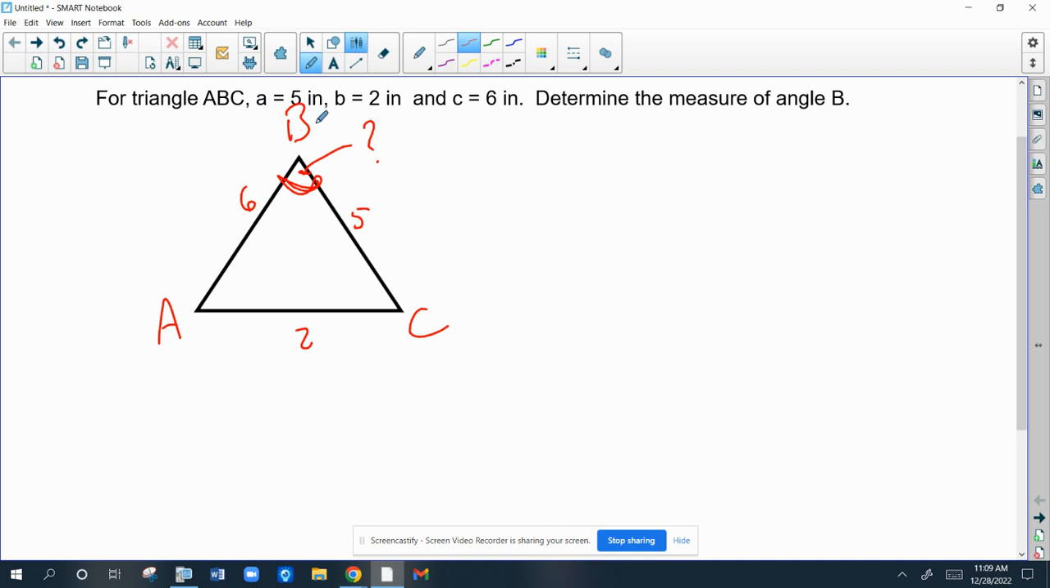Since we're looking for angle B, we're going to have to use the law of cosines that starts with the B. So B squared equals A squared plus C squared. Normal Pythagorean theorem type equation. And then minus 2 times AC, and then the cosine of B. So now we're going to solve for this B.